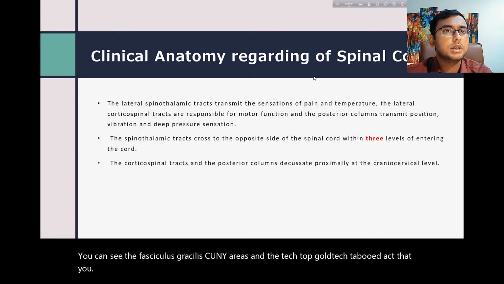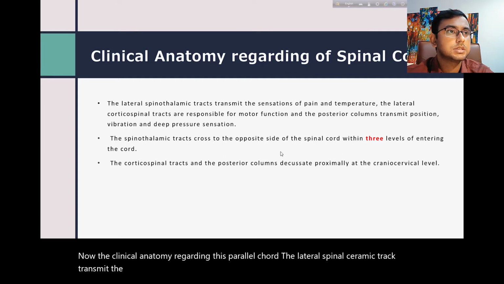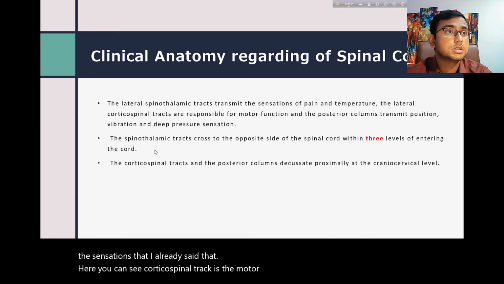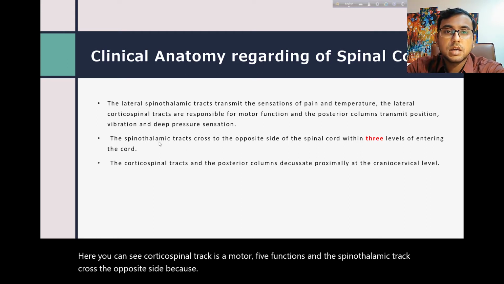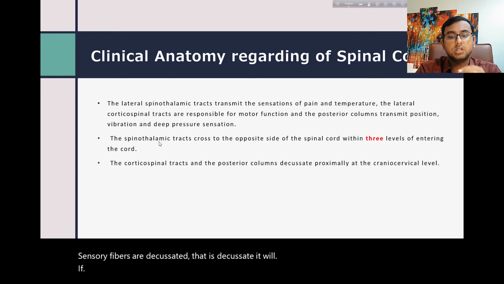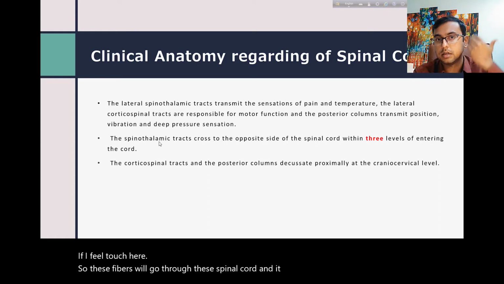Now the clinical anatomy regarding this spinal cord. The lateral spinothalamic tract transmits the sensations that I already said. Here you can see the corticospinal tract is the motor fiber functions, and the spinothalamic tract crosses to the opposite side, because sensory fibers are decussated. If I feel touch here, these fibers will go through the spinal cord, cross the side, and distribute to my left side.